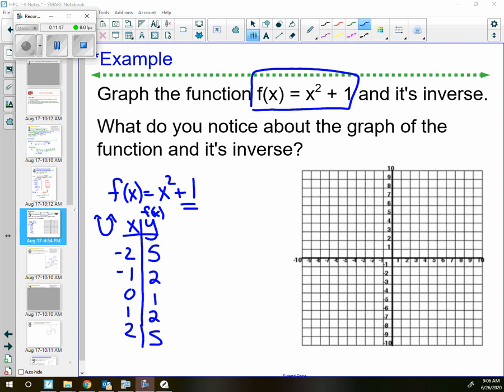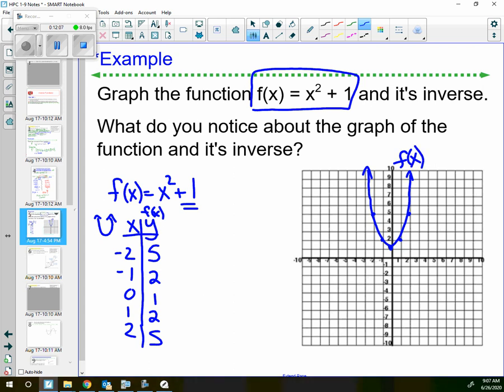All right, so we're going to graph those points. So we have 0, 1, 1, 2, 2, 5, and then the symmetry on the other side, those same ordered pairs. Domain is all reals. Range for this one would be all the values greater than or equal to 1, because this graph is shifted up 1. So this is our function f of x.